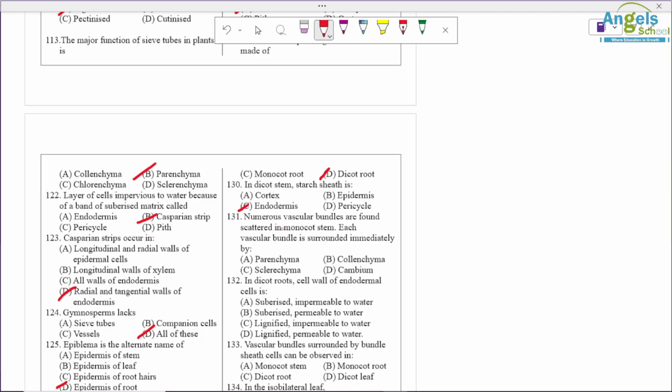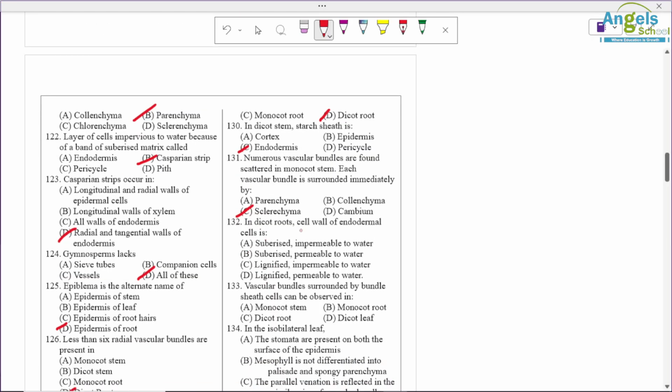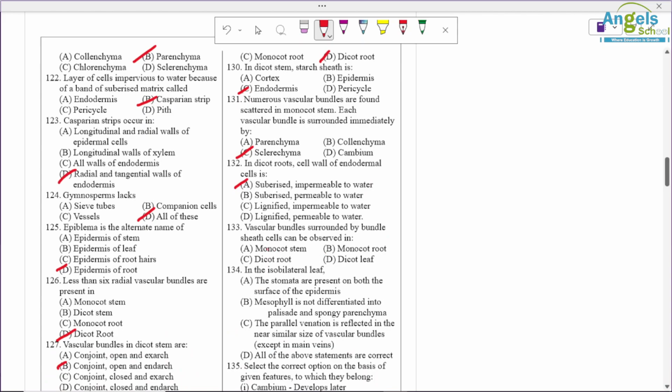Numerous vascular bundles are found scattered in monocot stem. Each vascular bundle is surrounded immediately by. So sclerenchyma surrounds the vascular bundle. In dicot root, cell wall of endodermal cell. So the cell wall of endodermal cells has suberin accumulation and is impermeable to water. Vascular bundle surrounded by bundle sheath cells can be observed in. So it is present in dicot leaf only.